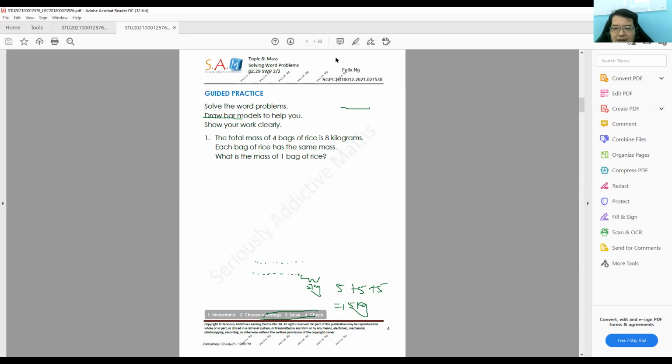Okay, now let's take a look at this question. Let me clear the drawings first. Okay, go practice. The total mass of 4 bags of rice is 8 kilograms. Each bag of rice has the same mass. What is the mass of 1 bag of rice? So this is the multiplication division kind of model. You know that there are 4 bags, but you want to find out how much rice is in each bag.